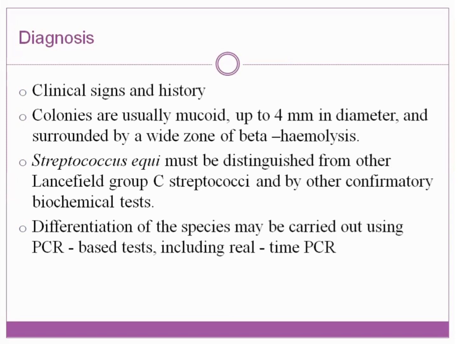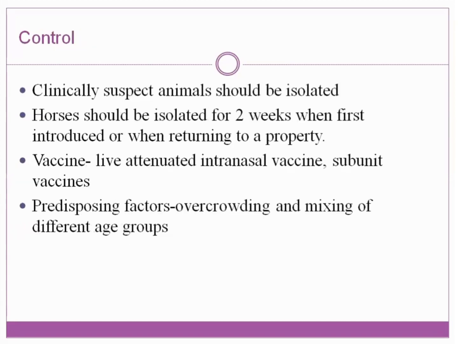Differentiation of the species may be carried out using PCR based testing, including real time PCR, for the confirmatory identification of Streptococcus equi. So we can use PCR based testing, including real time and newer techniques, for the confirmatory identification of Streptococcus equi bacteria.